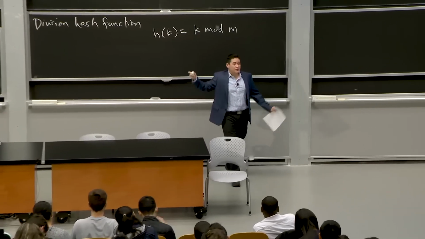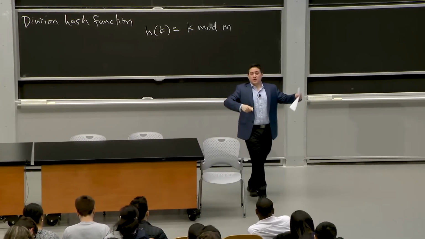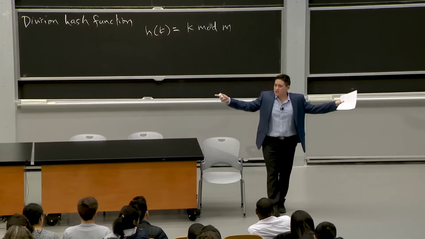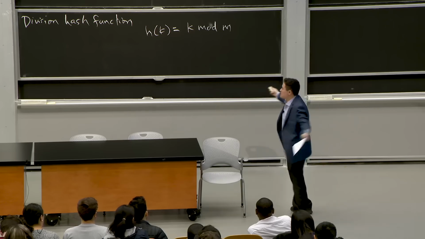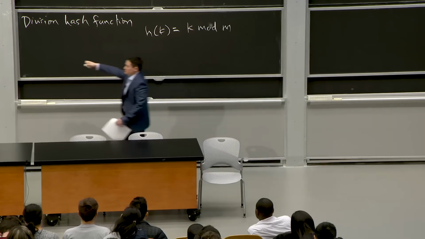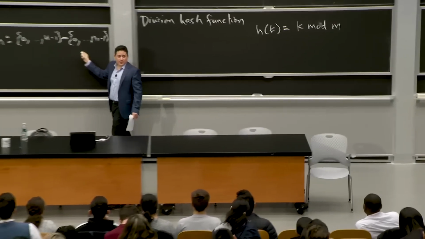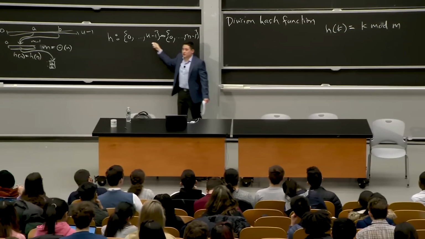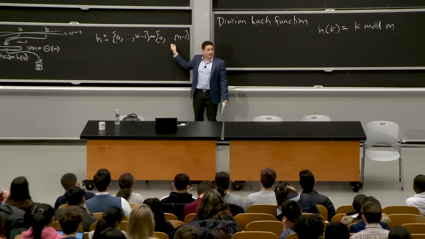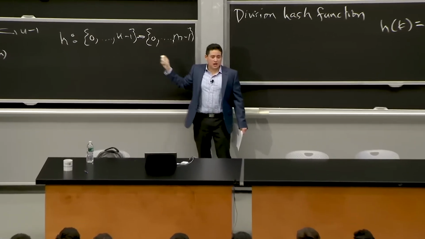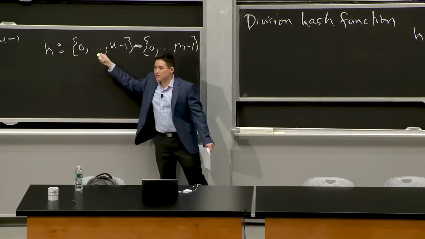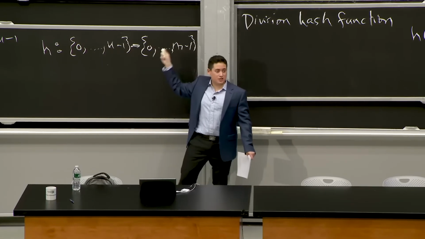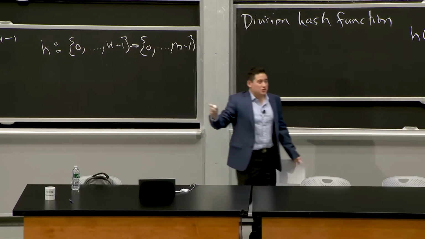How do I choose a random one? Can I choose a hash function from the space of all hash functions? What is the space of all hash functions of this form? For every one of these values, I give a value in here. That would be completely random: for each one of these, I choose independently a random number in this range. How many such hash functions are there?